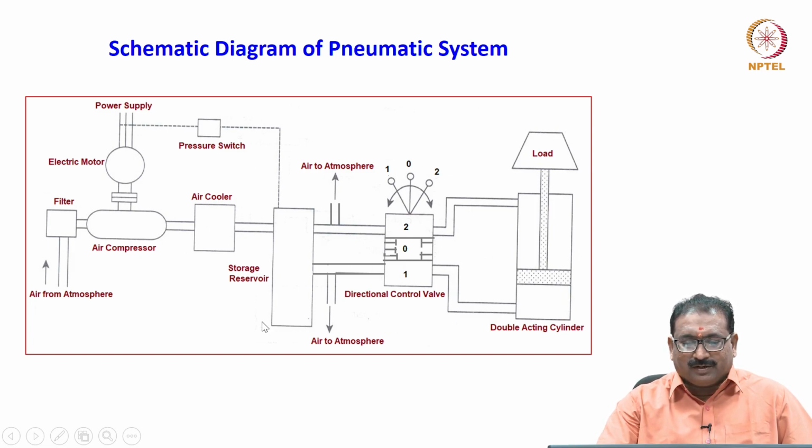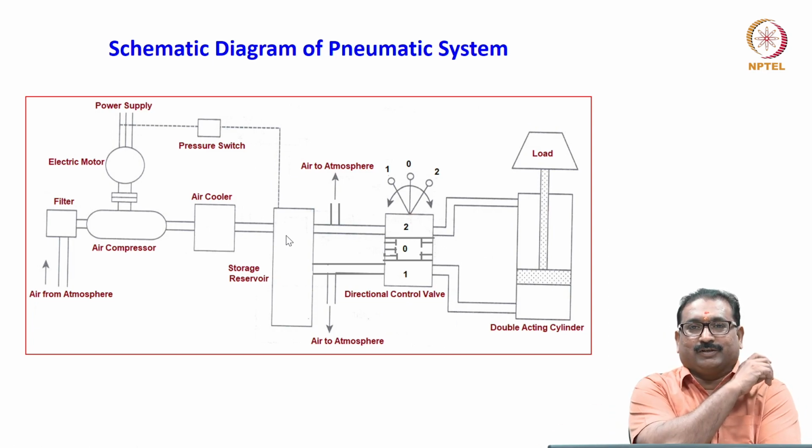Here you will see friends, when I want to raise the load, the air comes from the storage tank, goes here and enters the cylinder. Whatever air is present on the tail side moves out and goes directly to the atmosphere. It will not go to the receiver tank. That is why it is an open loop system.